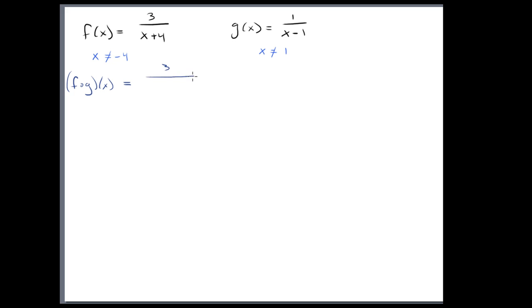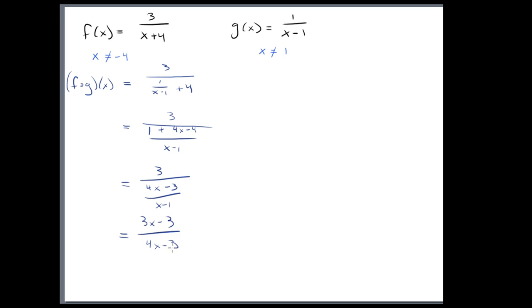That's going to be 3 over 1 over x minus 1 plus 4, which is really kind of an irritating expression to work with. So this would be, let's see here, 1 plus 4x minus 4 over x minus 1, all over 3. So that's 3 divided by 4x minus 3 over x minus 1. That's 3x minus 3 over 4x minus 3. X cannot be 3/4.